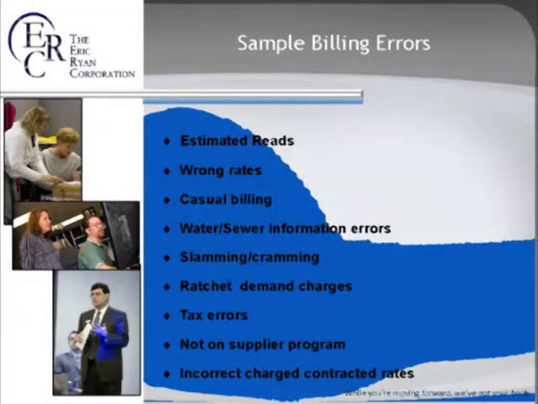Some examples of billing errors can be anything from estimated reads when the utility provider cannot get out to read the meter, to casual billing charges that occur with the telecommunication providers when a long-distance carrier may not be picked. There could be tax errors. There could be other problems with the accounts that are listed below, but it's not limited to these errors only.